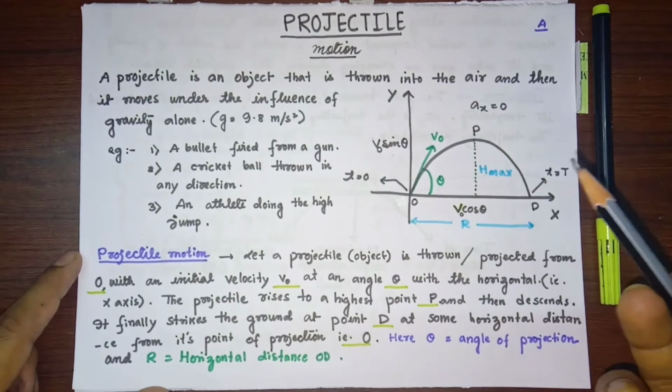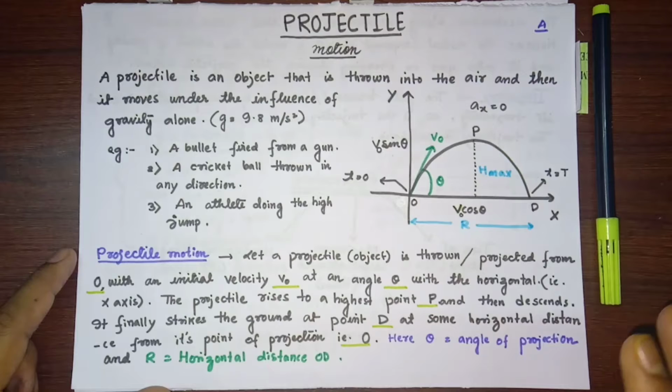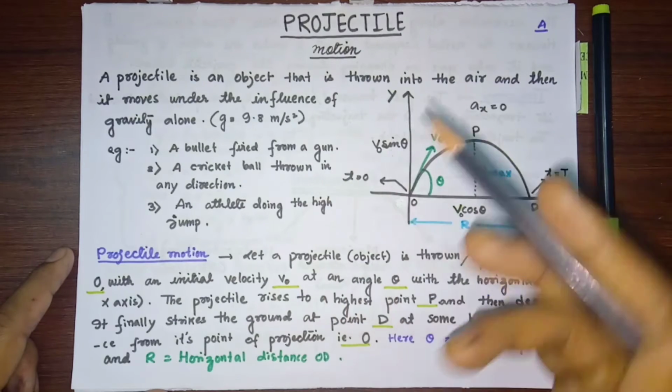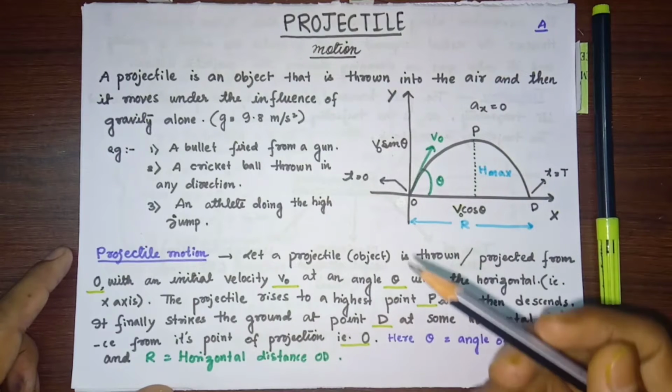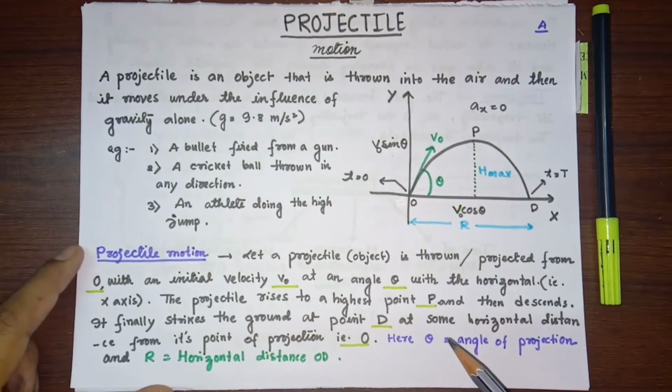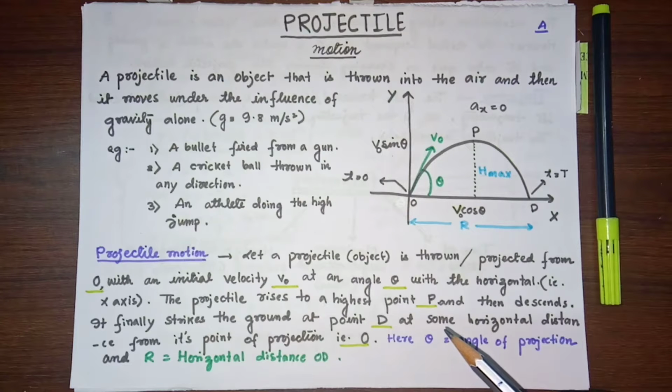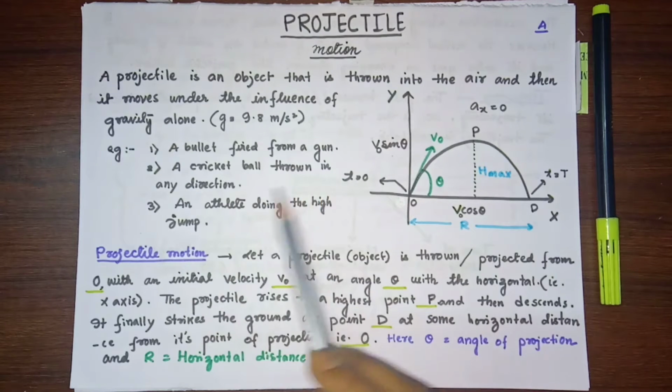Examples of projectiles are a bullet fired from a gun, and a cricket ball thrown in any direction. If you have played cricket, you can easily visualize that when a cricket ball is thrown, it moves solely under the influence of gravity. An athlete doing the high jump is another example. These are all examples of projectile motion.